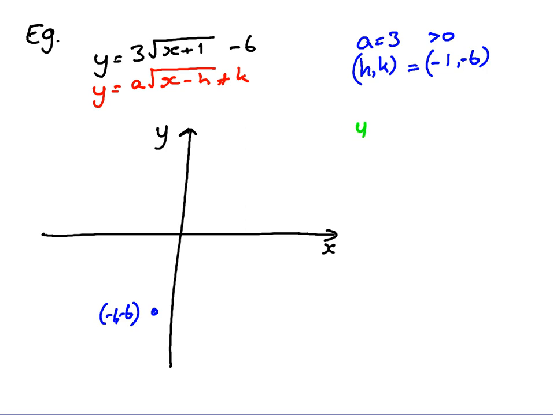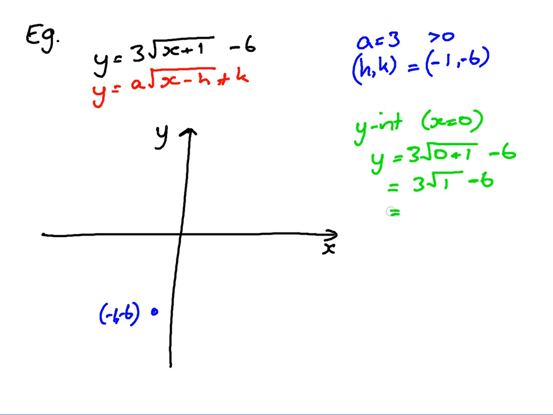So first one, let's do the y-intercept. So x is equal to 0. So y is equal to 3 square root of 0 plus 1, minus 6. That's equal to 3 square root 1 minus 6, which is equal to 3 minus 6, which is equal to negative 3. So negative 3 is about there.